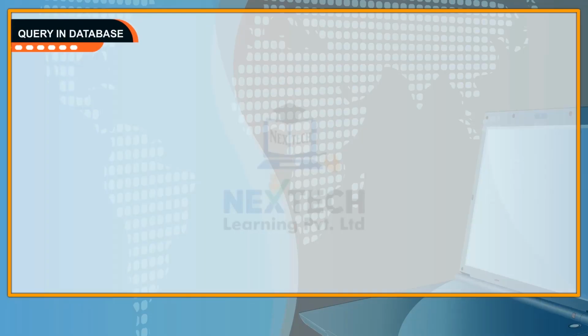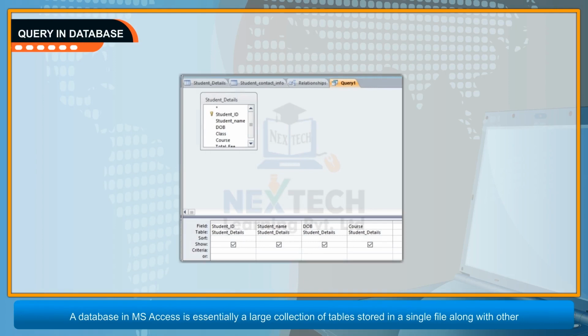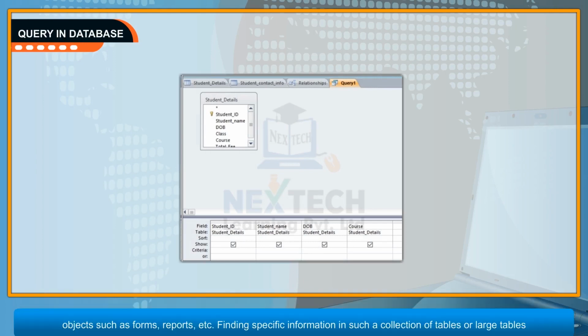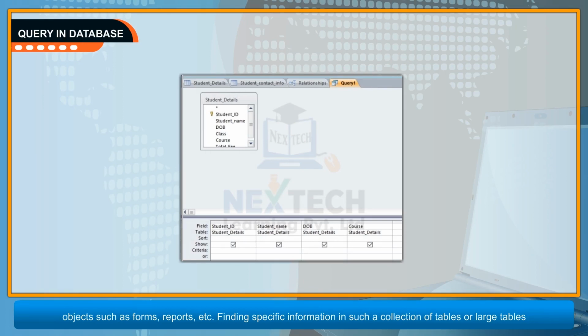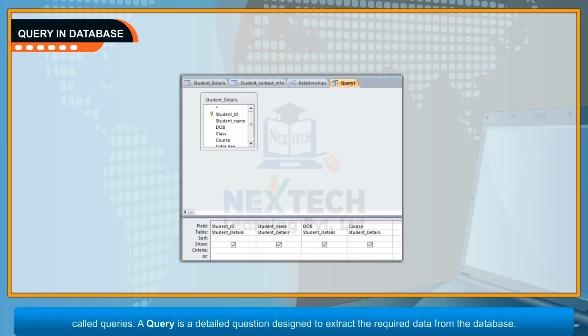Query in database. The database in MS Access is essentially a large collection of tables stored in a single file with other objects such as forms, reports, etc. Finding specific information in such a collection of tables or large tables becomes tedious. To help with this, Access provides a way to find and compile data in one or more tables called queries.